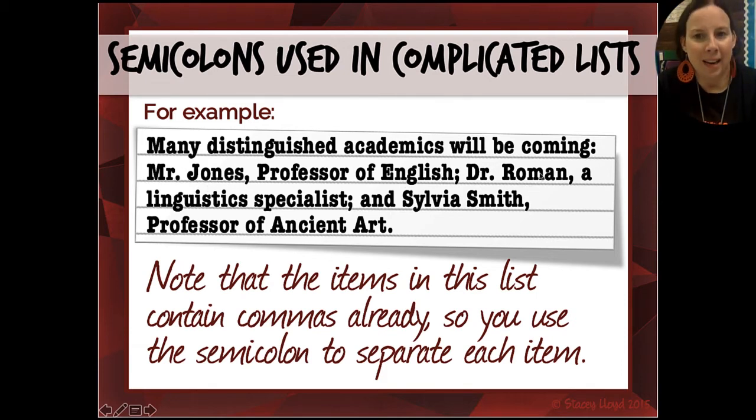To go on to the next person, Dr. Roman, a linguistic specialist, you have got to use a semicolon because you've already used a comma. So you can't do Mr. Jones, comma, Professor of English, comma, Dr. Roman, because that looks like Mr. Jones is not the Professor of English. That's a completely different person. So this is how you show that there's a harder, this is a small stop, this is a harsher stop. Okay, so it's a bigger divide between them.